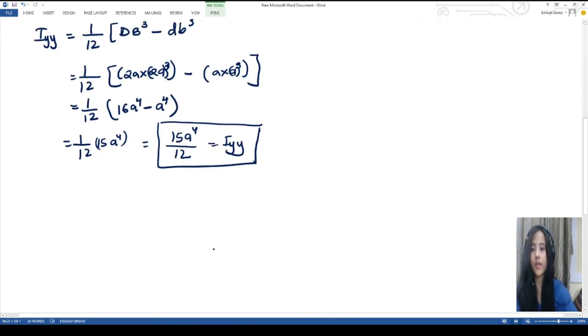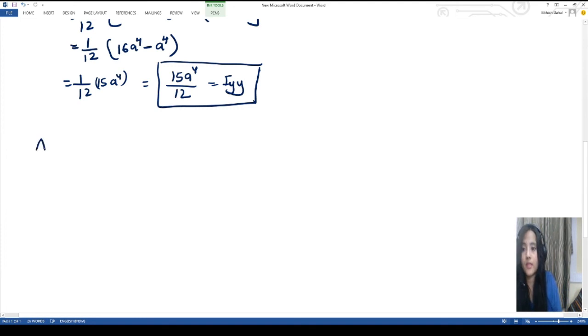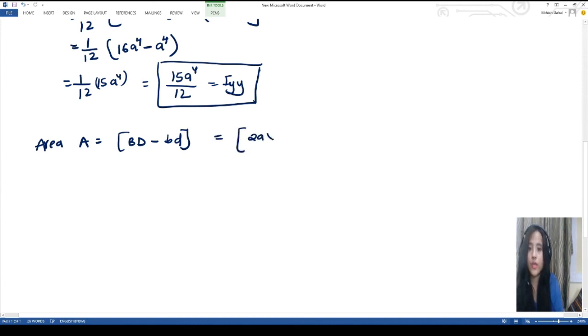Now let us find its area. Its area A will be equal to BD minus small bd, right? So how much is my BD? B is equals to 2a into D is equals to 2a minus a into a, right? So what will I get? 2 into 2, 4. So I'll be getting 4a square minus a square. So this will be equal to 3a square. So my area is equals to 3a square and my height is equal to a, right?